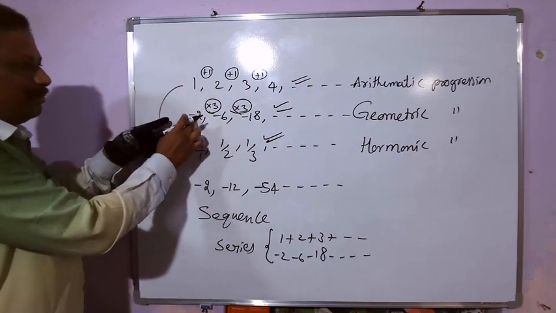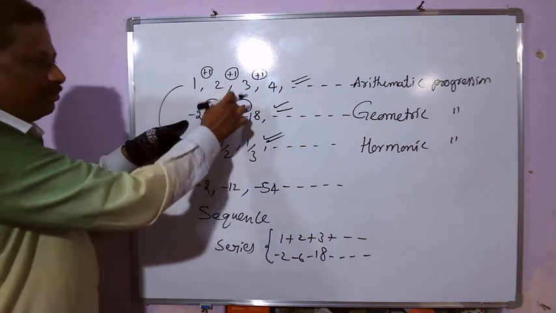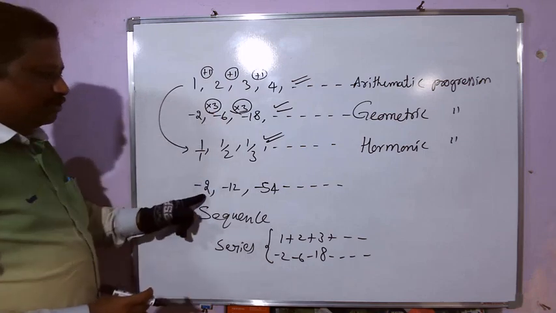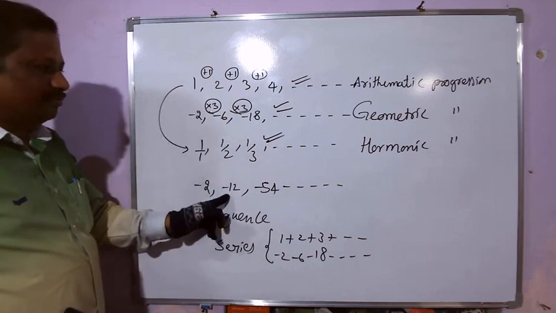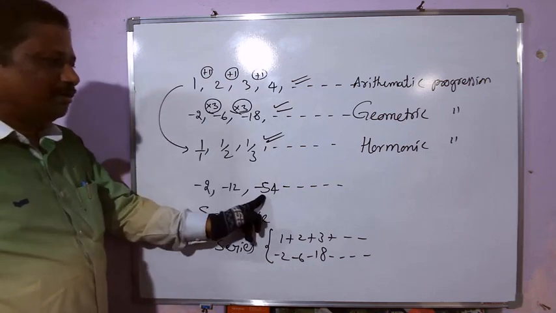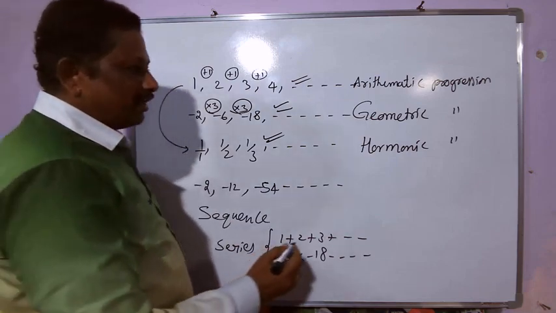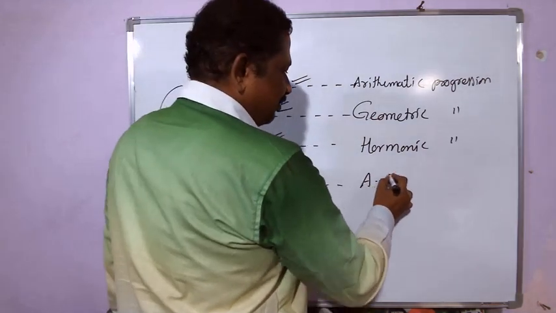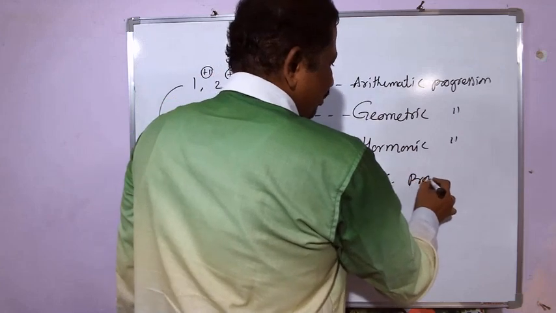So arithmetic progression into geometric progression. 1 into minus 2, minus 2. 2 into minus 6, minus 12. 3 into minus 18, minus 64. This is called arithmetico-geometric progression.